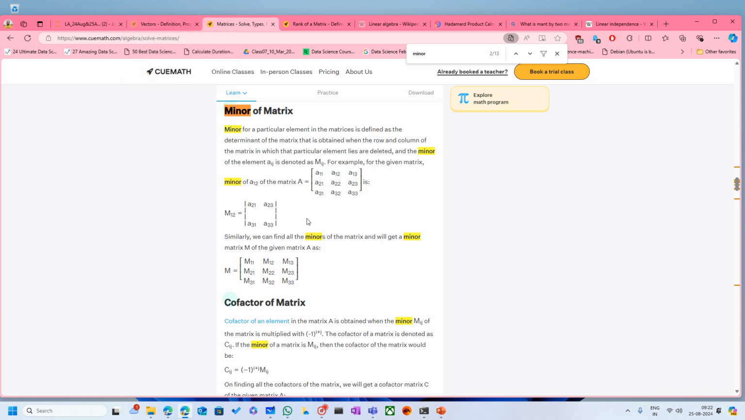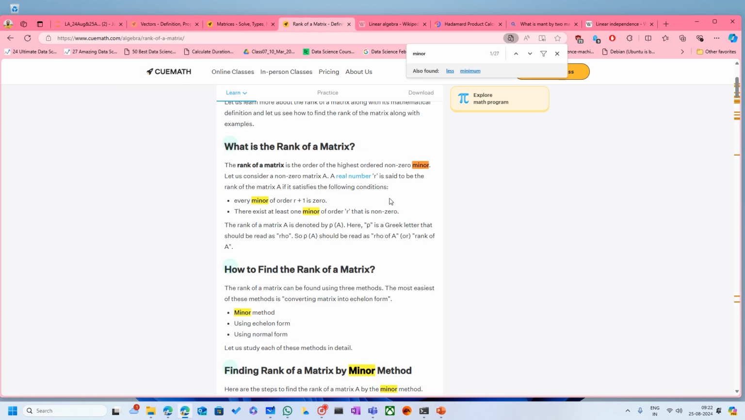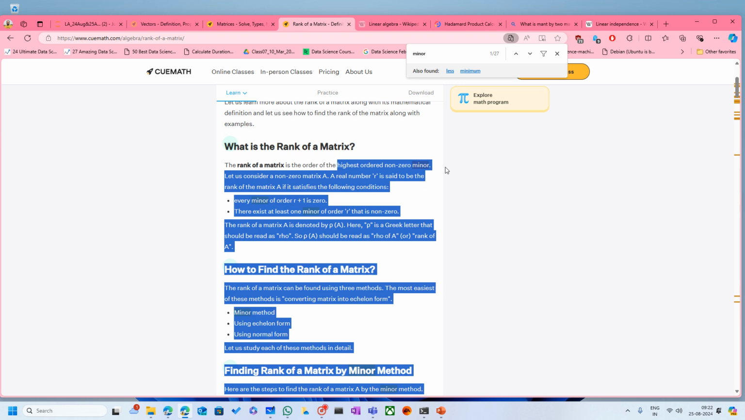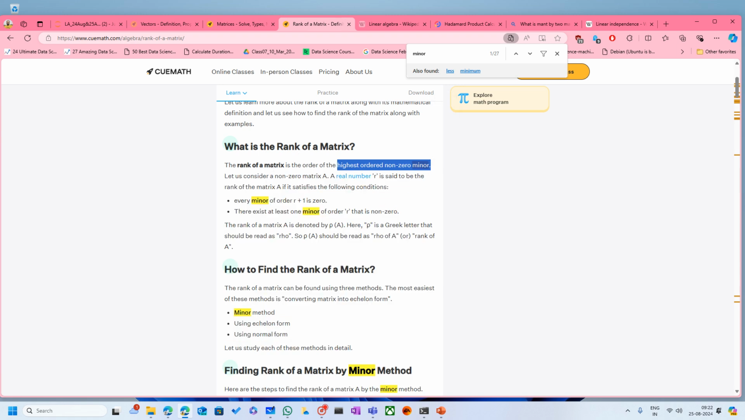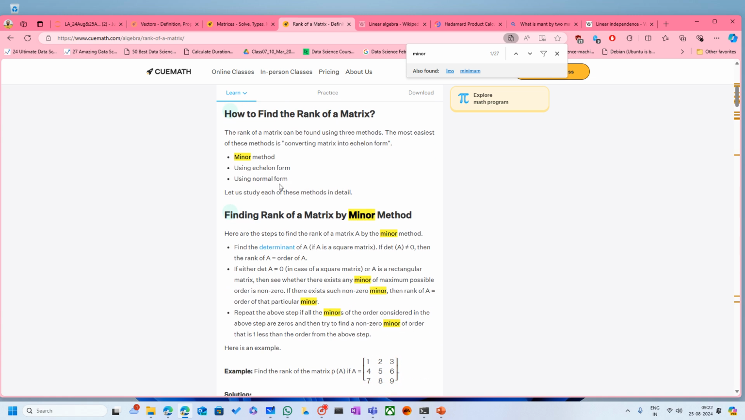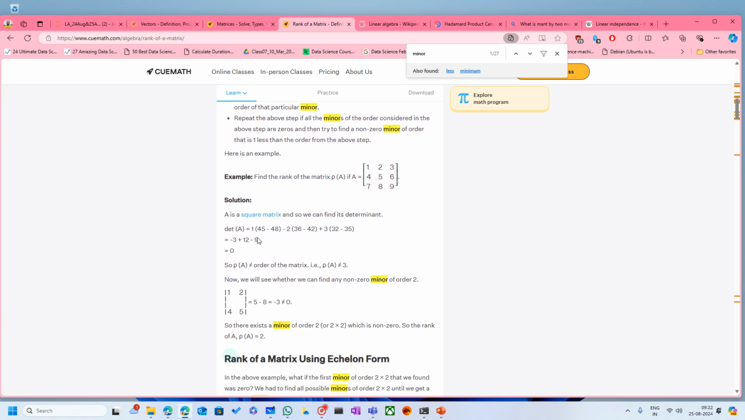Now what is the rank of a matrix? The rank of a matrix is nothing but the highest order non-zero minor. After you calculate the minors, whatever the highest non-zero minor you get, that is called the rank of a matrix. There are various methods of calculation. You can go through this article, where they have explained it very nicely. For example, you have the matrix 1 2 3 4 5 6 7 8 9.